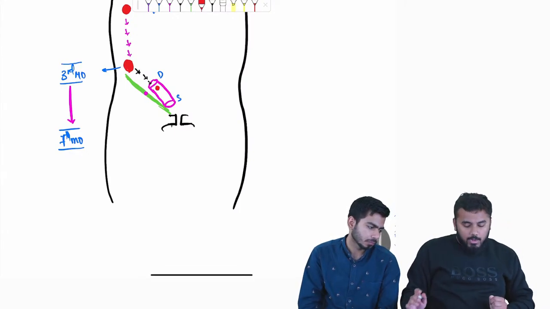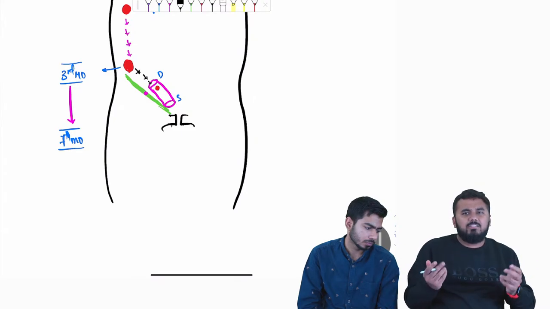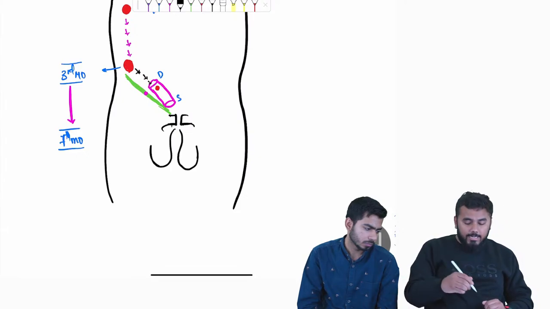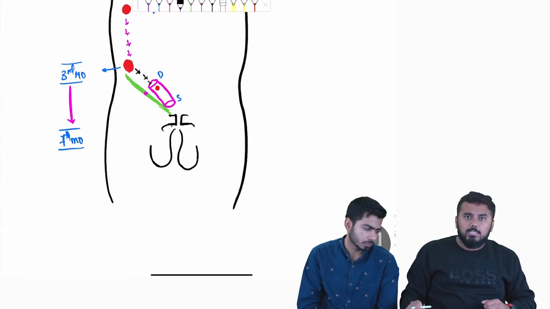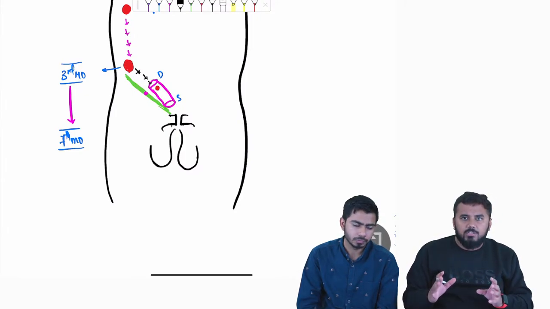Fine. Now, if the testis is in the inguinal canal, then that is of no use, right? So down, we have got your beautiful scrotal sacs here. Finally, the testis has to descend down into the scrotal sac. That is the final agenda, that is the final gist.